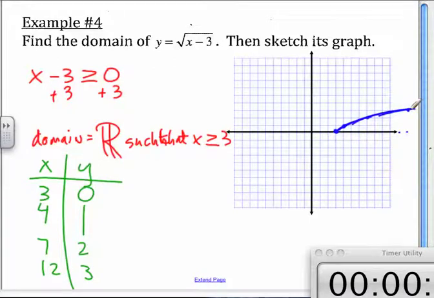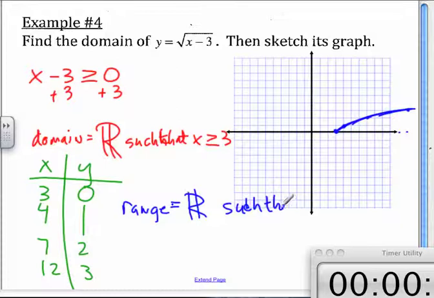Now, what's the range going to be for this thing? Connor. Range equals all real numbers such that y is greater than or equal to 0. And it's not showing up. Greater than or equal to 0. There we go.